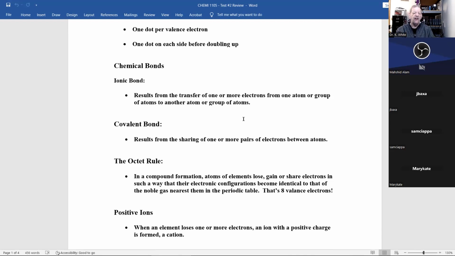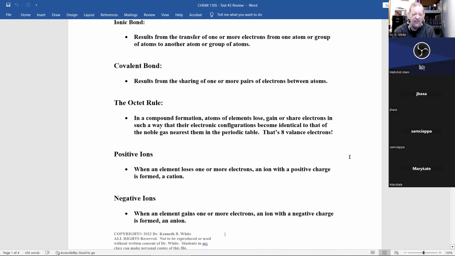You should know the definition of covalent bonds. That's the sharing of 1 or more pairs of electrons. My hands are sharing electrons. And remember, a covalent bond is a sharing of 1 or more pairs. Pair means 2 electrons between atoms.